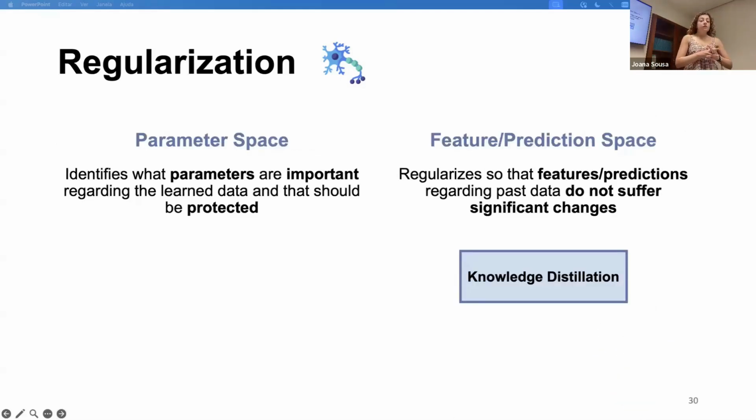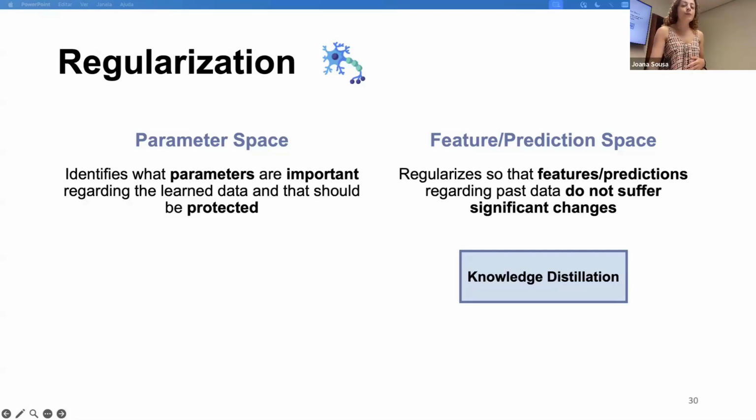And so basically with regularization, we can have regularization at different levels: at the parameter space and at the feature prediction space. At the parameter space, after training on a certain data, we assign an importance weight to each parameter of the network. The more important a specific parameter is regarding the past data, the more protected it will be, so it will be more penalized if there are changes to its updates. Less important parameters have more flexibility to be changed.